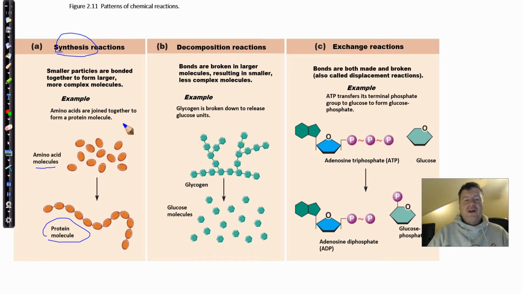Okay, and these reactions we can think of as being anabolic. Anabolic means to build. So whenever you hear the term anabolism or anabolic, it means you're taking small things to make a big thing. Another kind of reaction set, though, are called decomposition reactions.